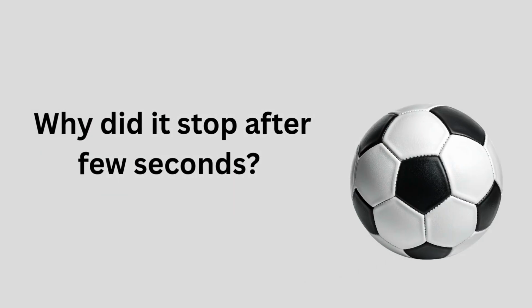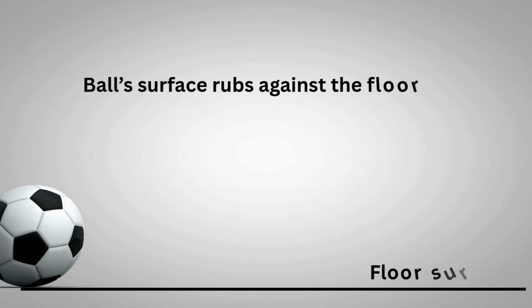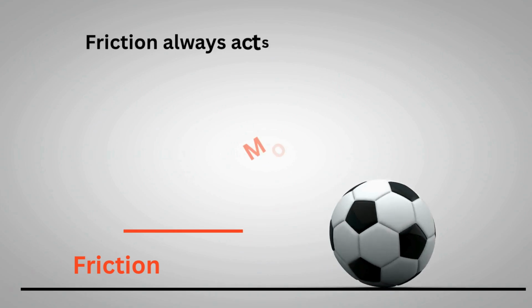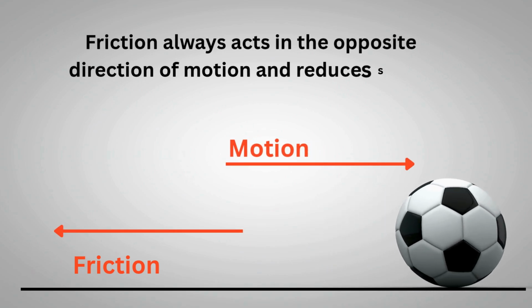Have you ever wondered why? No one touched it again, yet something was working against its motion. As the ball rolls, its surface rubs against the floor. This creates a force called friction, which always acts in the opposite direction of motion.